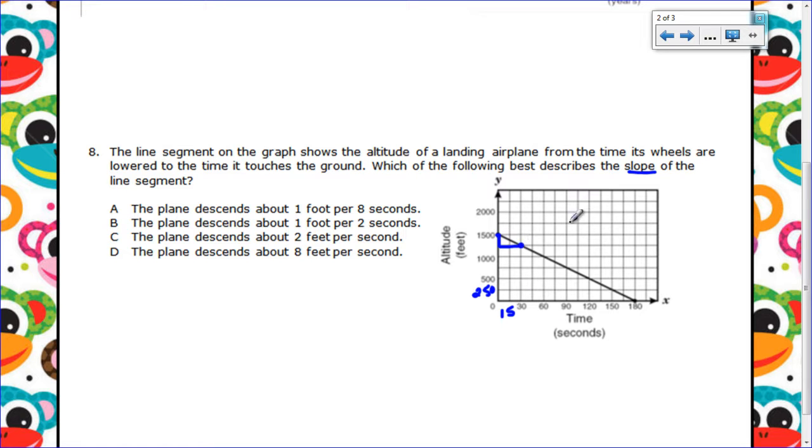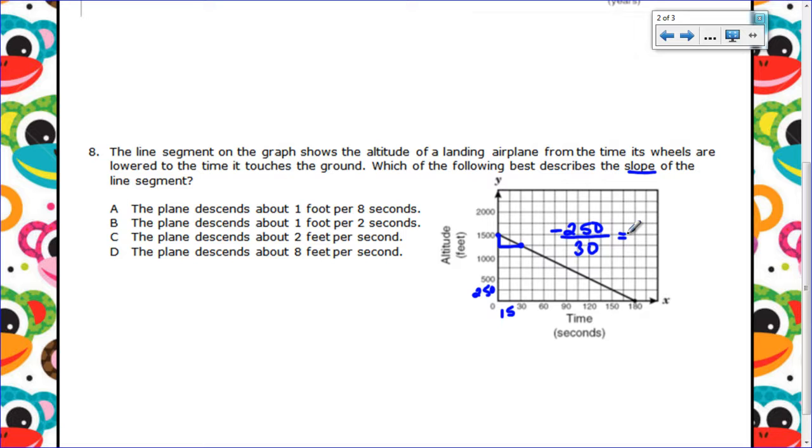So again, this is going to be a negative number, and it looks like it goes down 250 as it went down one space for 30 on the x-axis because it goes over 2. So this is 15, this is 30. So let's simplify that.